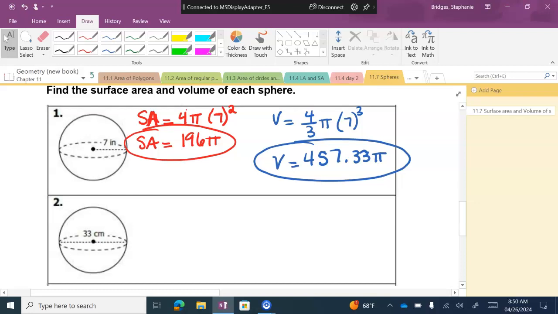Okay, let me ask you a question. In number 2, do they give us the radius or the diameter? The diameter. So what we need to do first is find the radius. So I need to figure out what my radius is. How do I find the radius? Divide that diameter by 2. So in your calculators, do 33 divided by 2. 16.5.